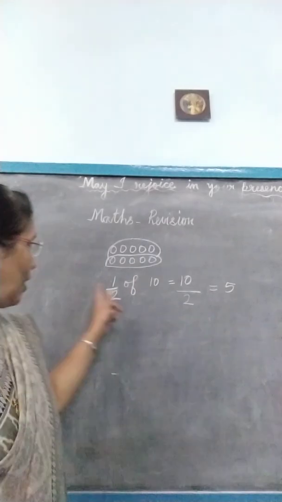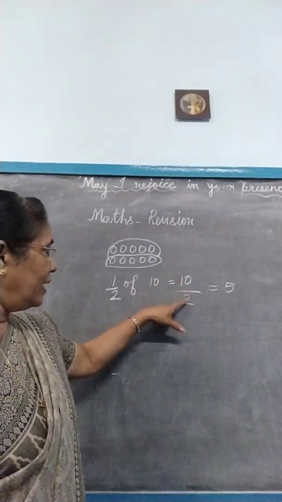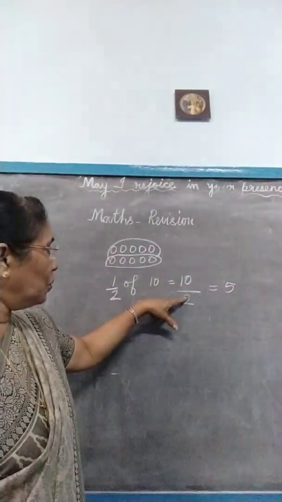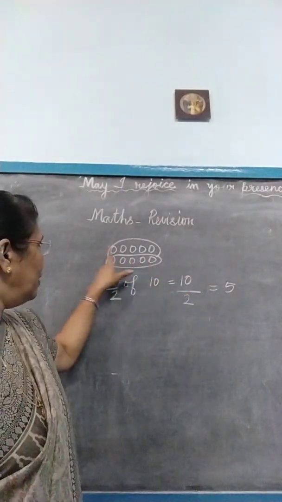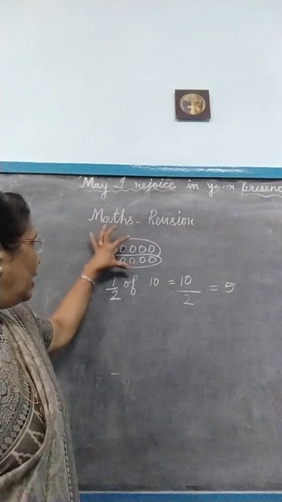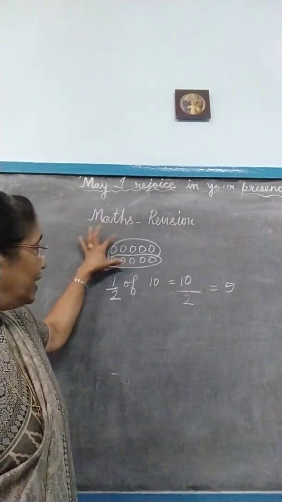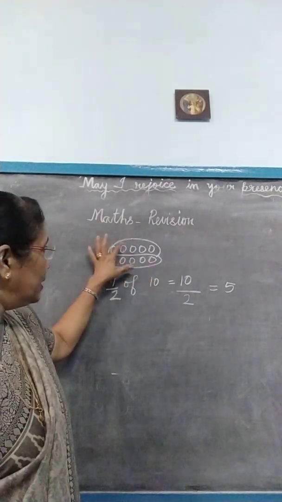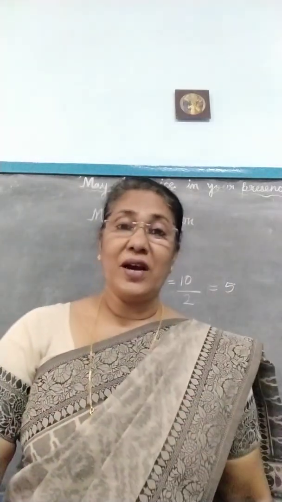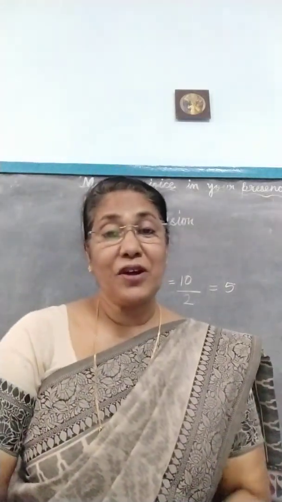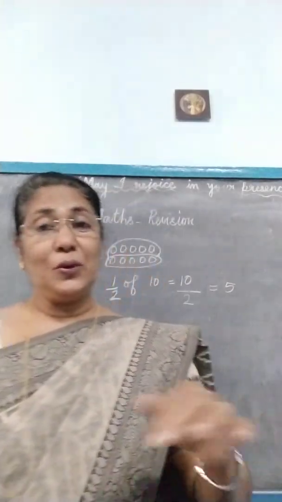How did you get it? Because in 10, 2 goes 5 times: 1, 2, 3, 4, 5. How many halves are there? Yes, there are 2 halves in 10. That is, 5 and 5 makes 10. We just go through it. Okay.